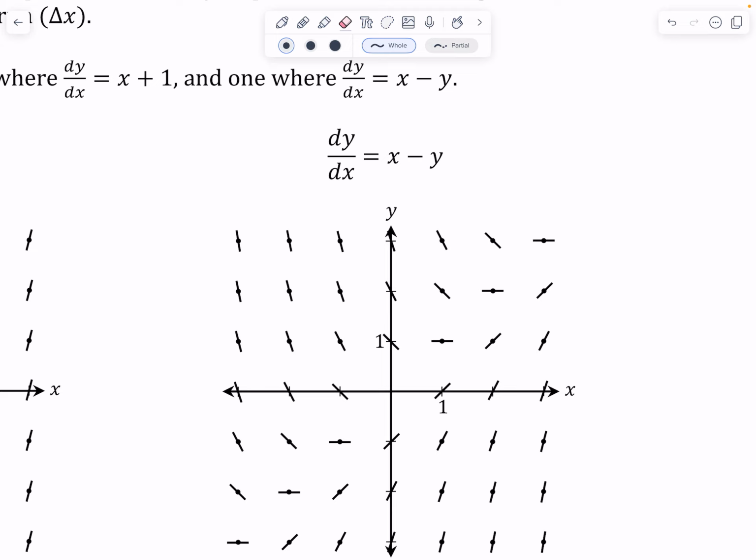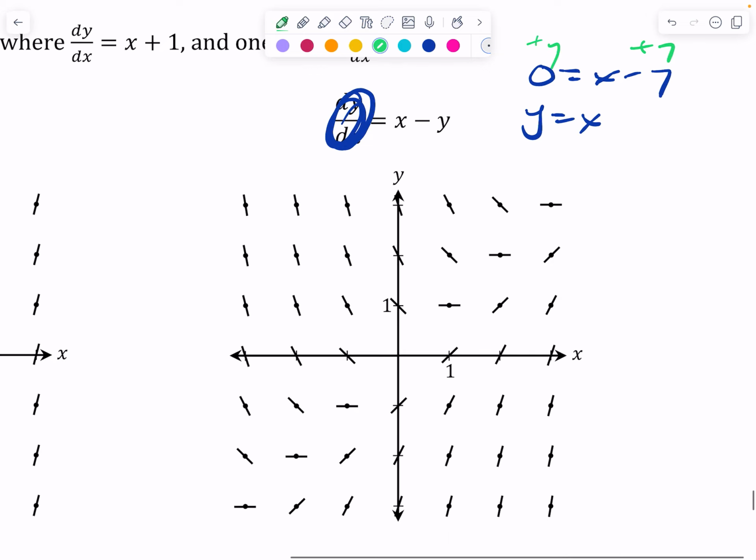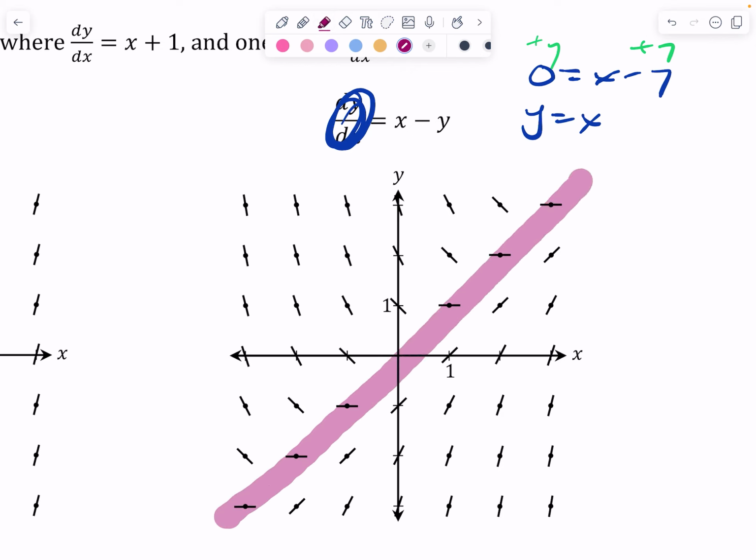One thing worth looking at is wherever the slope is 0. We can say, what if the slope is 0, and 0 is equal to x minus y? Well, that happens when y equals x, just by adding y to both sides. So right along this whole line of y equals x, we have little slope marks of 0.